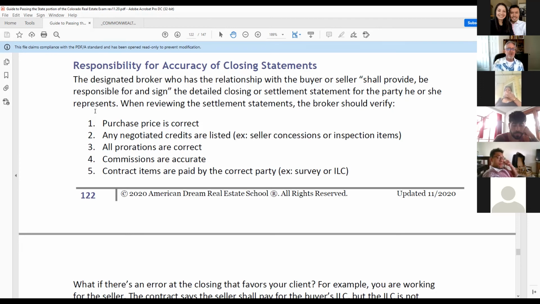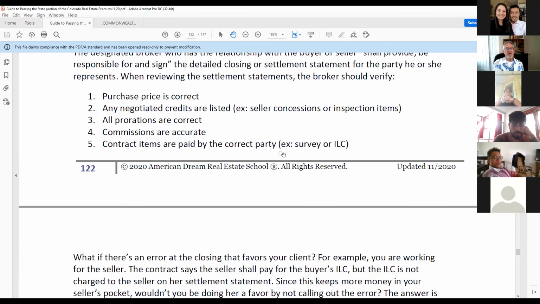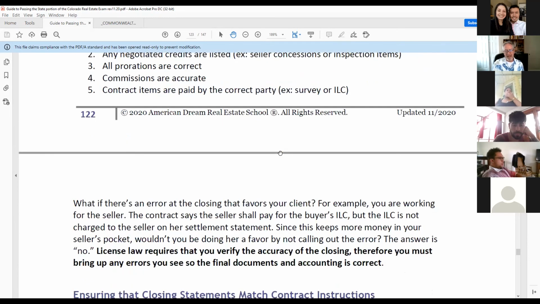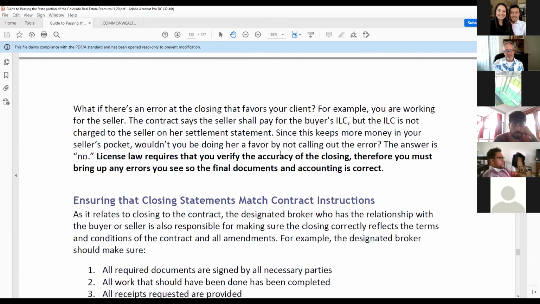So we got to make sure the purchase price is correct. Negotiations are correct. Prorations are correct. Commissions are accurate. Things that should have been paid by the correct parties. That's our job at closing.